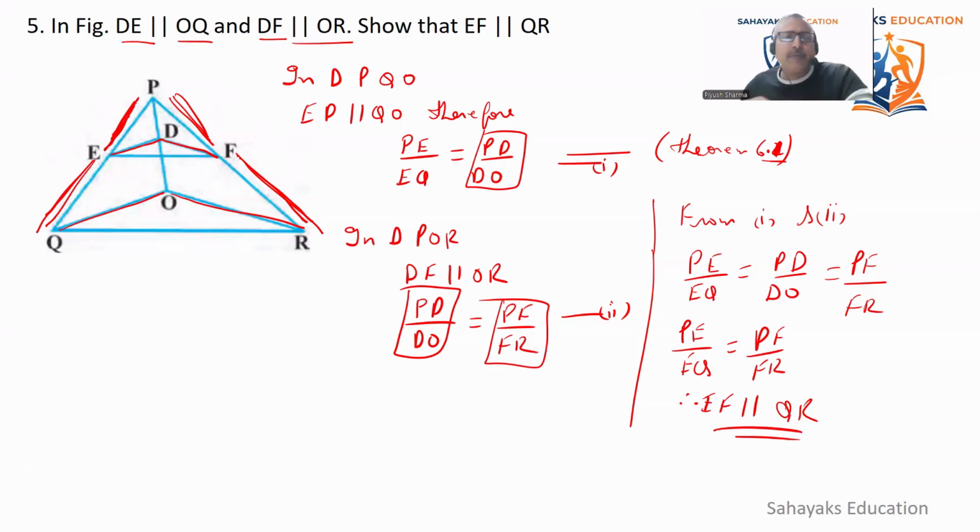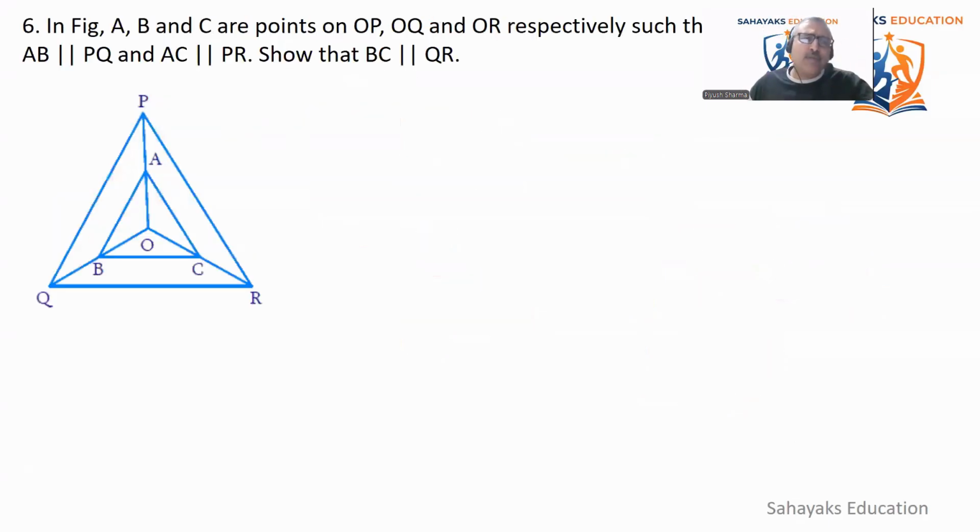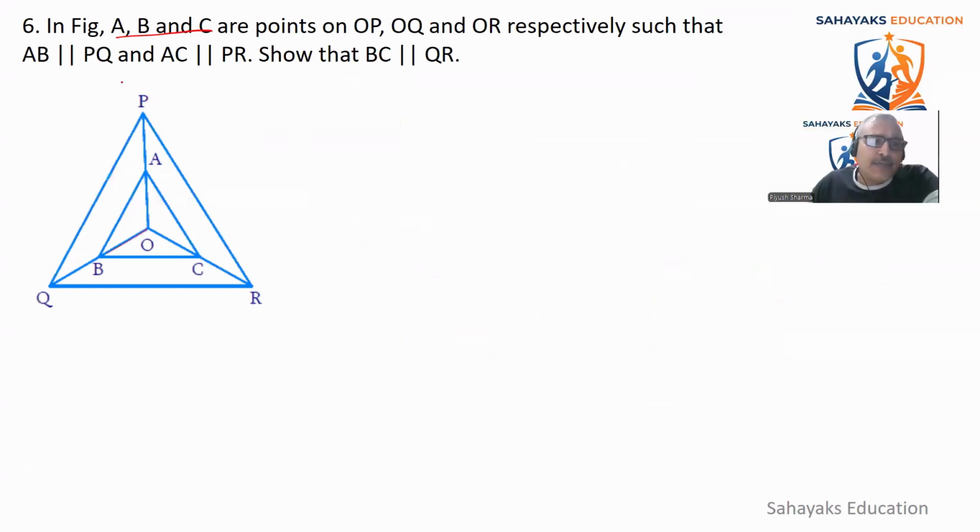Okay. So coming to the next question now. This question will also be similar. Now in the figure, A, B, and C are the points on OP, OQ, and OR respectively, such that AB is parallel to PQ. Now, if AB is parallel to PQ, what does it mean?